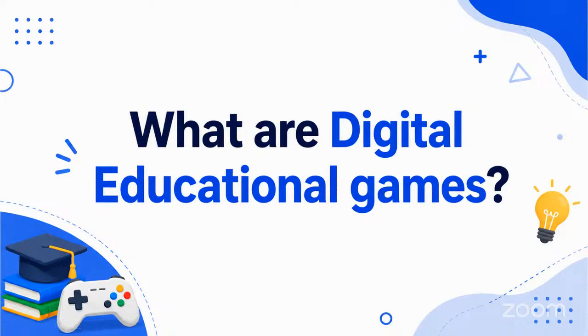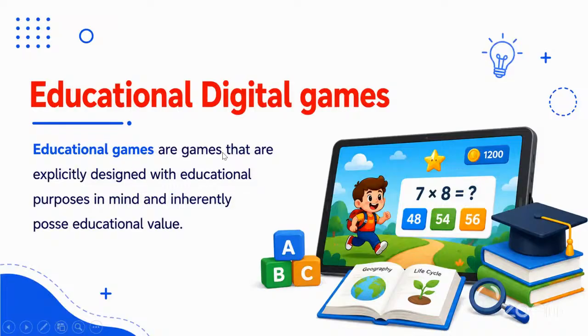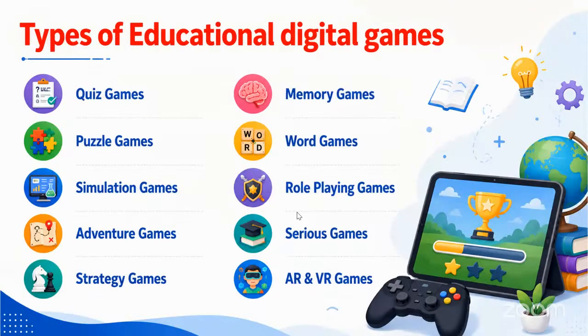Generally, the normal digital games are played for entertainment purposes, whereas the educational digital games are for educational purposes. That means it should have some objective. So, educational games are games that are explicitly designed with educational purpose in mind and possess educational value. The meaning of what I'm trying to tell is that it will have some objective or certain goals. So based on that, the digital games are created. Can you tell some types of digital games? Okay, anyhow, let me continue with that.